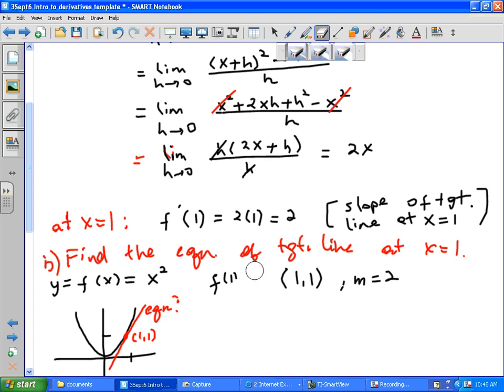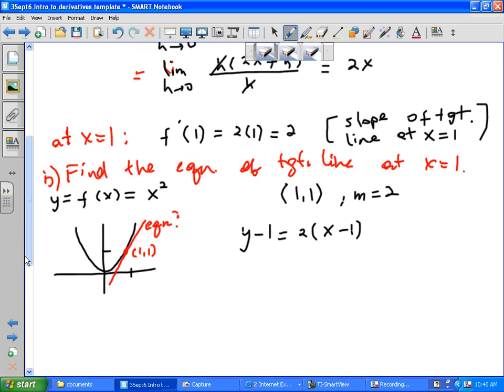Okay, so let's finish the equation of the line. I'm going to use point slope form. You could use any other form as well. So y minus 1 equals the slope times x minus 1, and we just simplify.